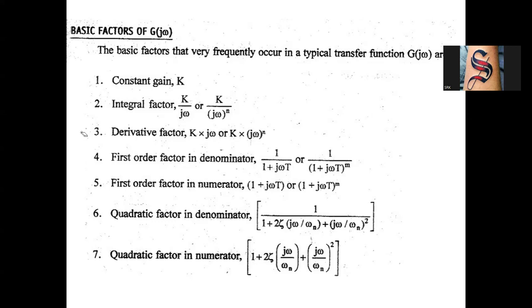So that's why firstly, we give the priority to either the integral factor or the derivative factor, since the magnitude will be present over frequencies from 0 to infinity. Whereas for first order or second order factors, initially the magnitude is 0 decibels, and after the corner frequency onwards, the magnitude will come into the picture. That's the reason we always give priority to the integral factor and derivative factor first.